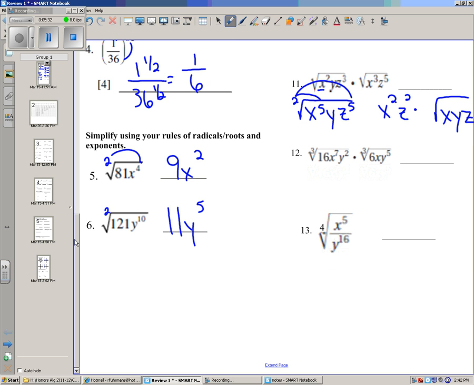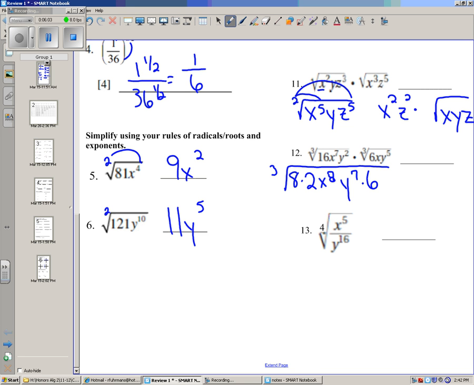On number 12, again, I'm going to combine the radicals first. But as I combine them, I'm going to break down the 16 into its factors. So 16 is going to break down into 8 and 2. I'm going to go ahead and combine the x's, so I'm going to make it x to the 8th. And then I'm going to combine my y's and make it y to the 7th. And then there's the 6 that's there. I'm not forgetting about it.